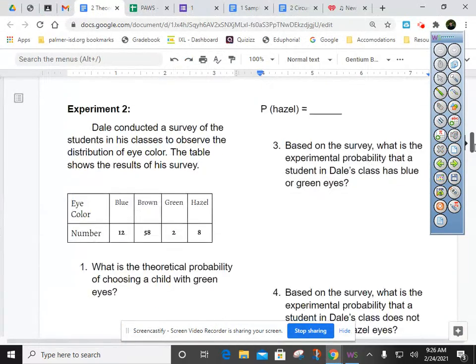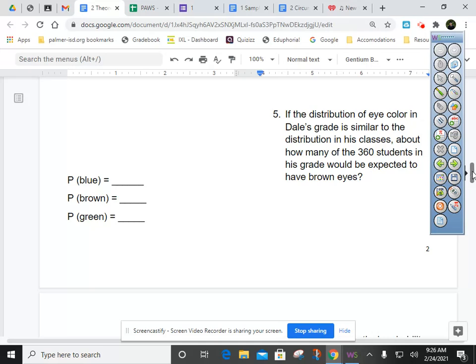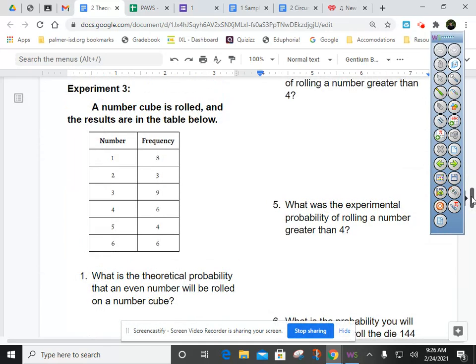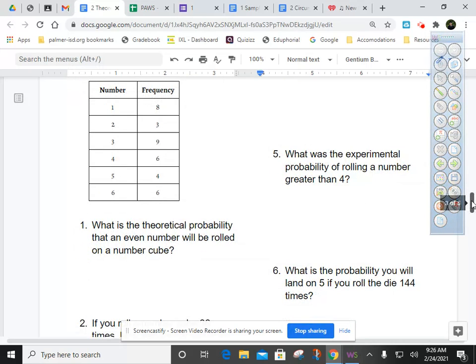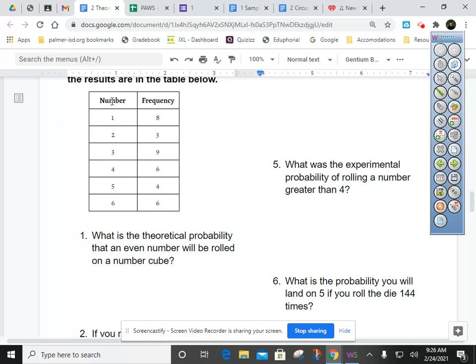So we're going to skip the whole next page and we're going to go to page number 3. A number cube is rolled and the results are in the table below. So if you look here, the number cube has 6 sides on it, right? And this is the experiment. This is how many times you actually landed on the 1, the 2, the 3, the 4, the 5, and 6.